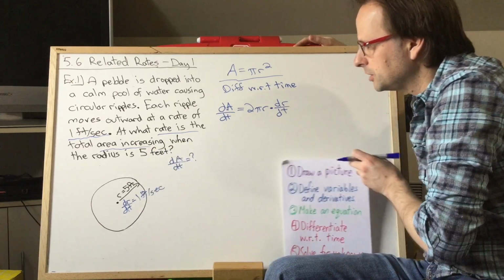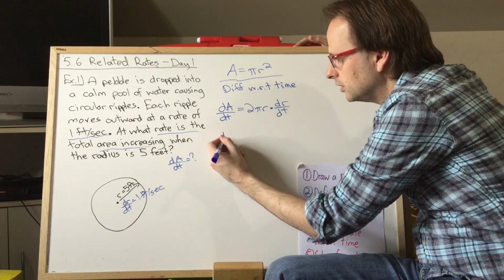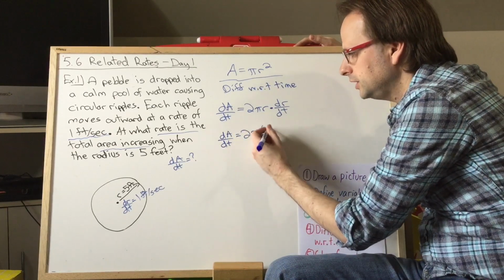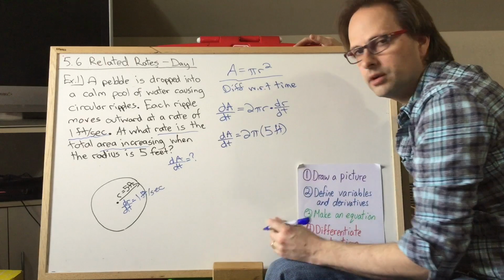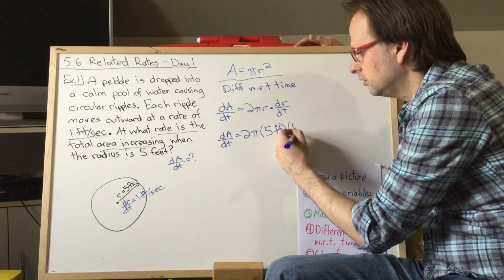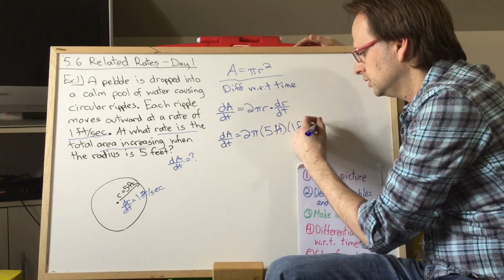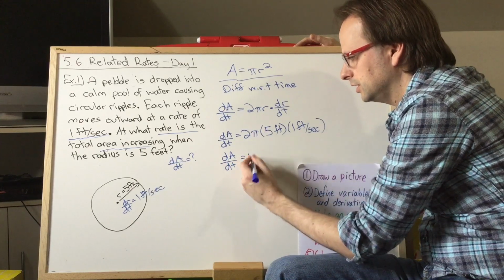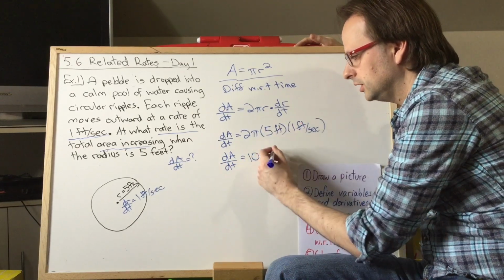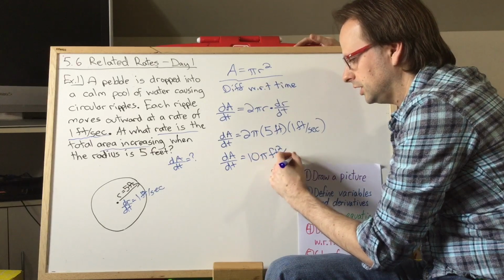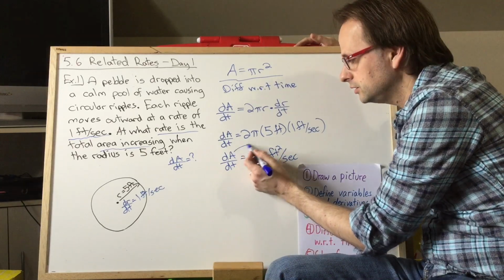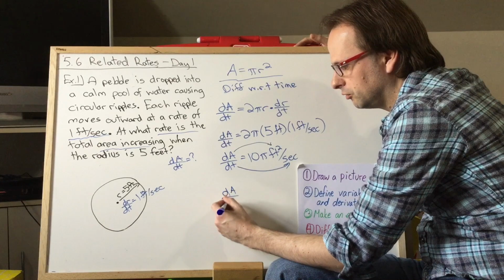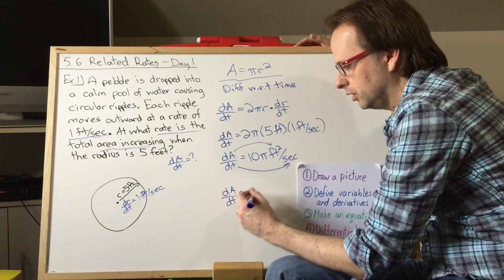Now we're ready to actually sub in our values. So dA by dt is unknown. That's what we want to find out. 2 pi r is 5 feet. I'm going to include the units here. dr by dt is 1 foot per second. And if I work this out, I'm going to get, well, 2 times 5 is 10, so 10 pi. Foot times foot is feet squared per second. In other words, I have a rate of change of area per time, or per second. We could write that in decimal form as about 31.4.